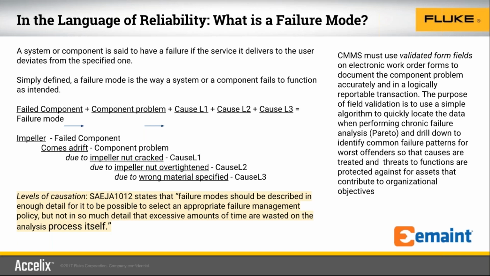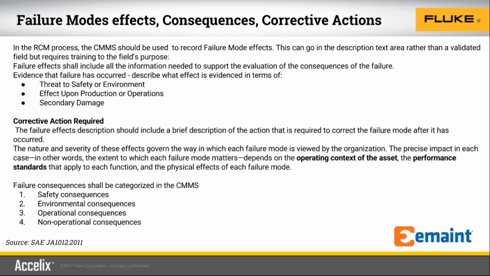The points here are two. We have to decide what is the level of causation that's really applicable. But the most important point, and this ties back into the CMMS, is that the CMMS must use validated form fields on electronic work orders to capture this information, because the reliability engineer is not going to be able to go through gobs and gobs of text in order to get this information. So essentially, it's finding exactly where the issues are, what the failed components are, so we can address them and not have to go through a lot of hunting.